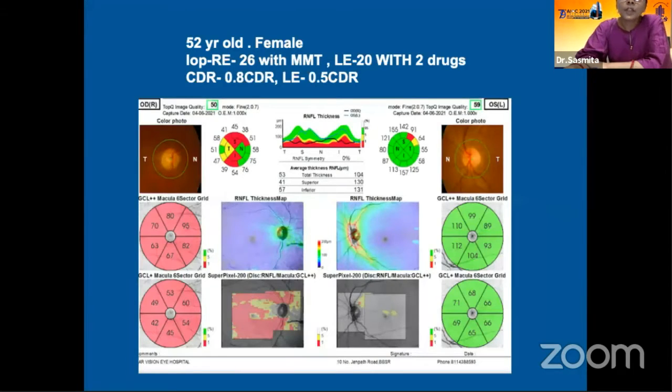This is again a 52-year-old female whose right eye IOP is 26 with maximum medical therapy, with left eye 20 with 2 drugs, and CDR is 0.8 in the right eye, and left eye is 0.5 cup disc ratio. Now you can see the right eye is totally advanced, but we have not done the scan to know anything about the right eye. This patient has gone for trap in the right eye, but the left eye, which appears to be normal clinically, we scan to pick up the early damage in the OCT.